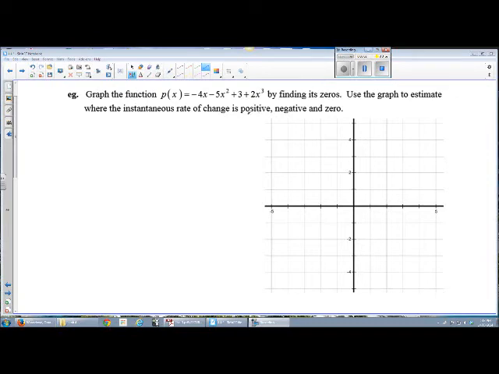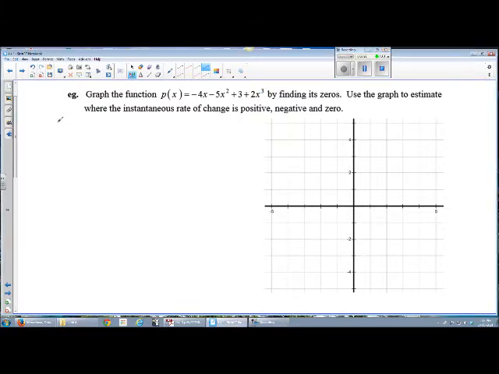So in this example, we need to graph the function p of x equals negative 4x minus 5x squared plus 3 plus 2x cubed by finding its zeros. And we're then going to use the graph to estimate where the instantaneous rate of change is positive, negative, and 0. So first of all, take a look at this function. We see that its degree is 3, so that's a cubic.